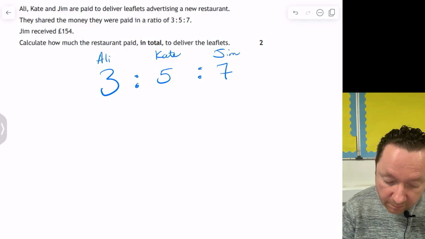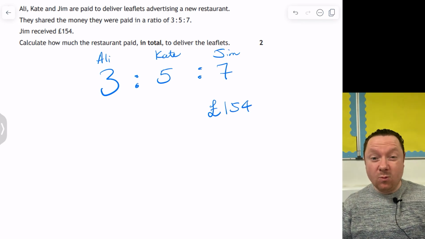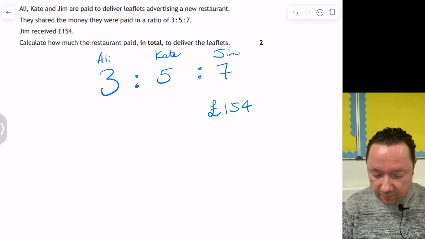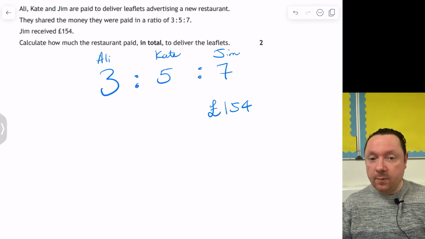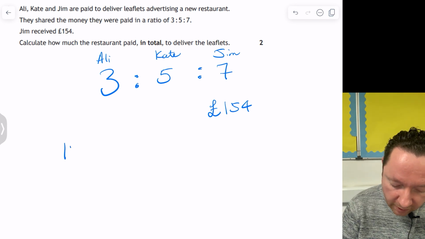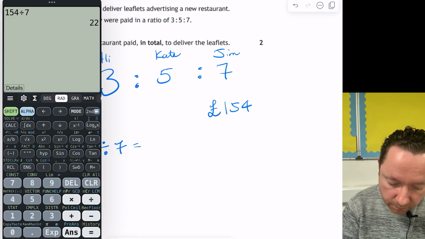And it tells me that Jim's paid 154. So let me put 154 under Jim. So if 154 is paid to Jim and his bit's worth 7 pieces, I could work out one piece, then work times by 5 and 3 to work out the other bits, or times by the total of the ratio to work out the total bits. So I do 154 divided by 7. That gives me 22.